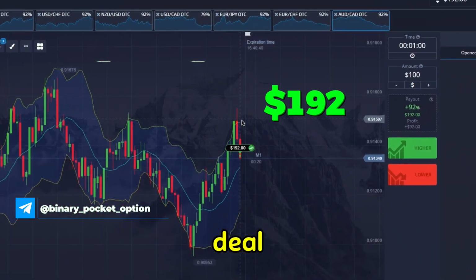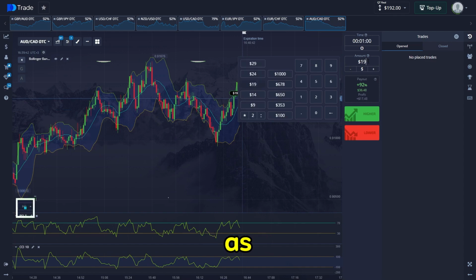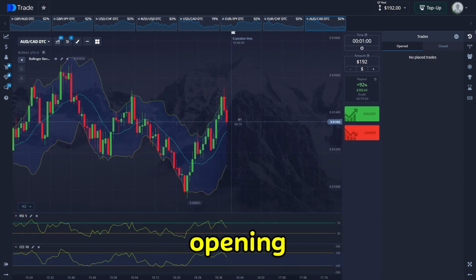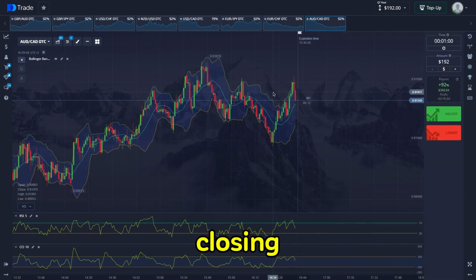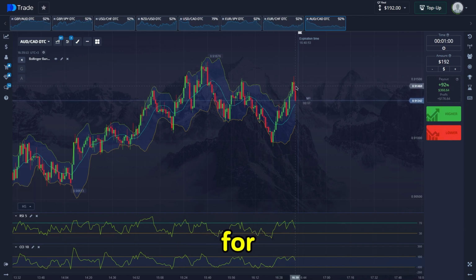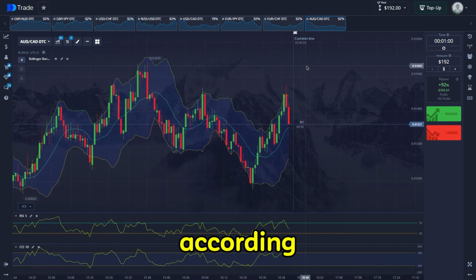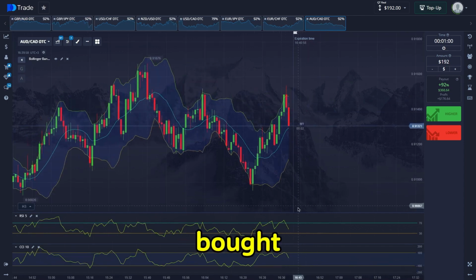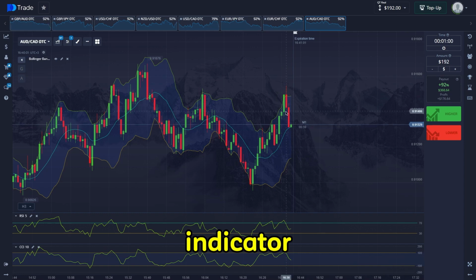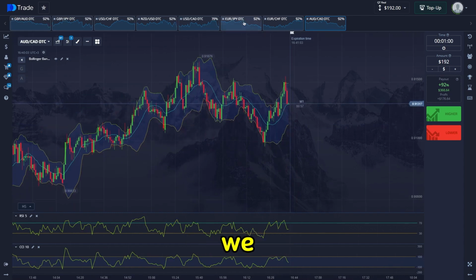And our first deal easily closes in a plus. As I said, a not very good opening level of the deal will not prevent us from closing in a plus. And that's exactly what happened. This is how we open a deal for a decrease, that is, according to this principle: leaving the overbought area, touching the upper band of the indicator, and opening for a decrease. We will select the next currency pair.